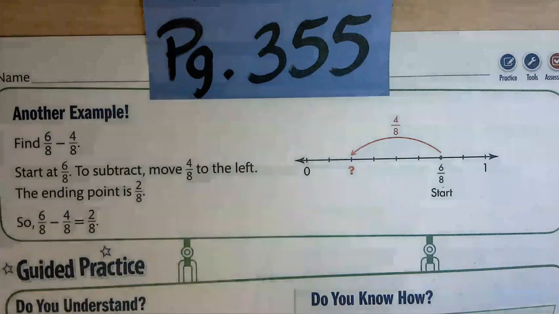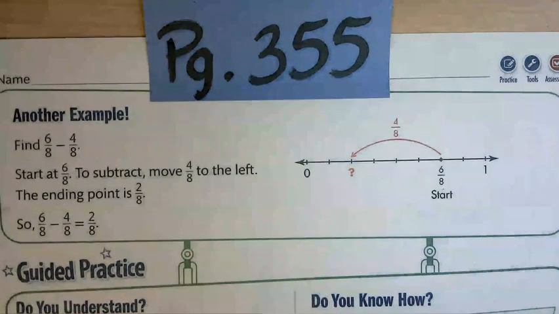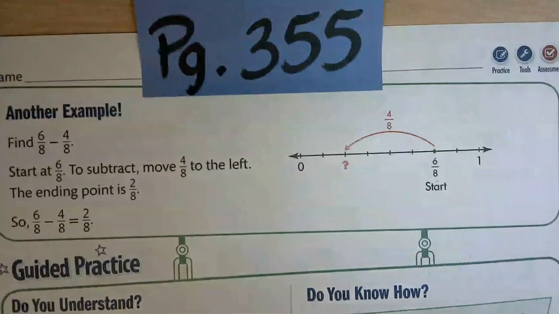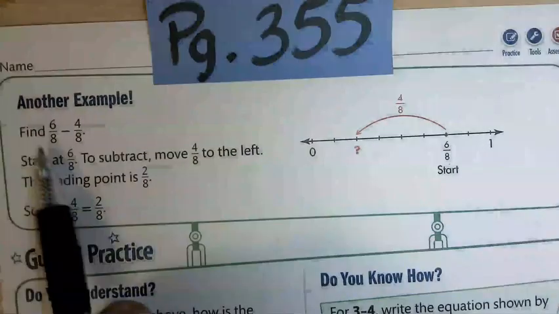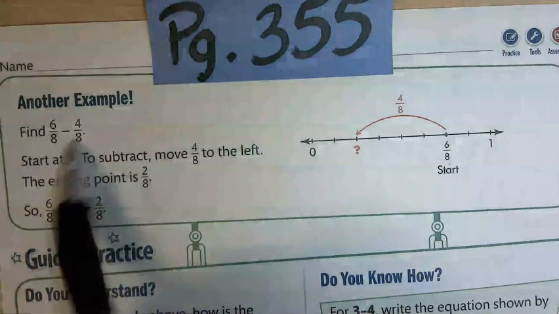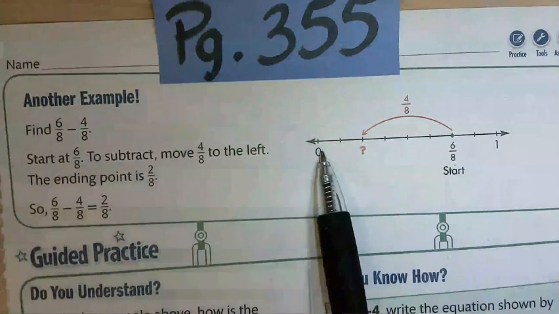So we're going to talk about subtraction next. So we're here. Turn with me to page 355, and we're going to look at our subtraction problem. Now for this one, we've got 6/8 minus 4/8. So what did they do with their number line here? They started at 0.